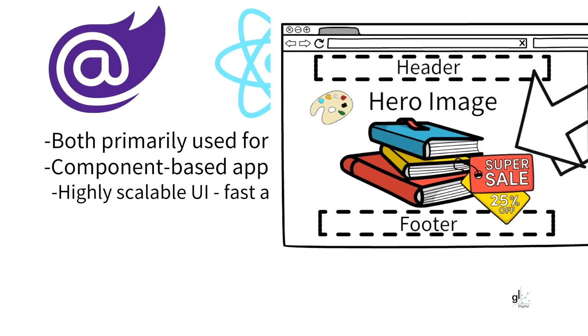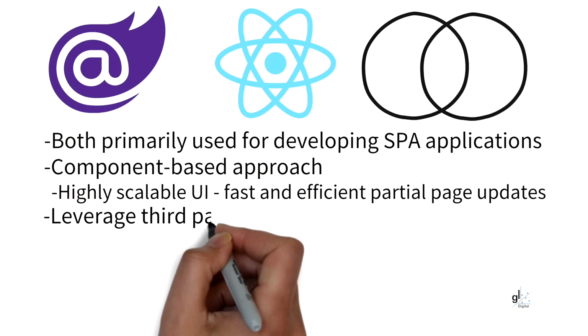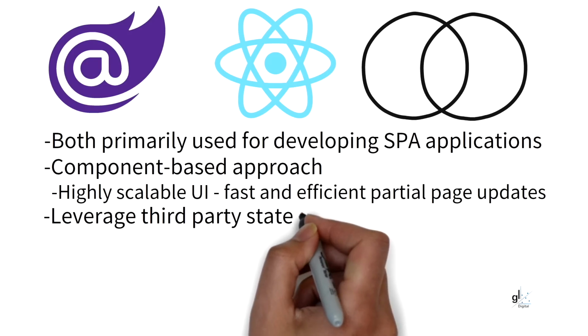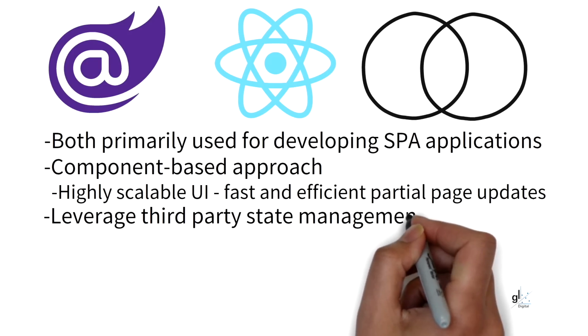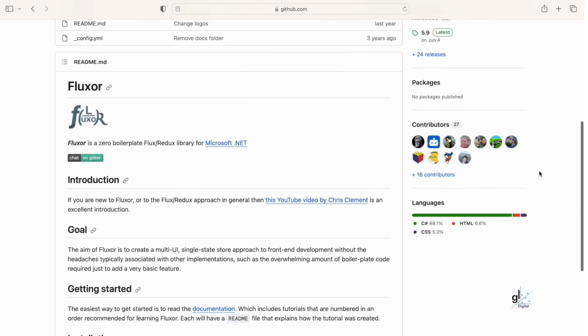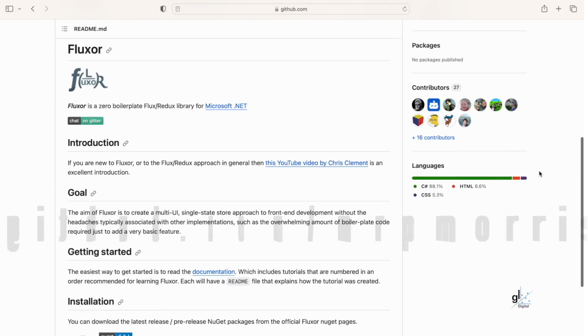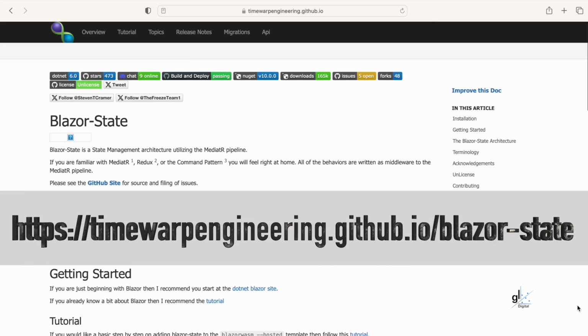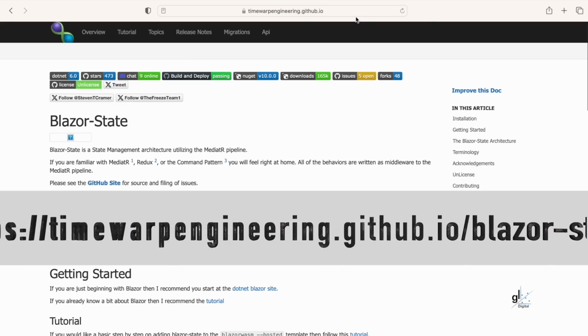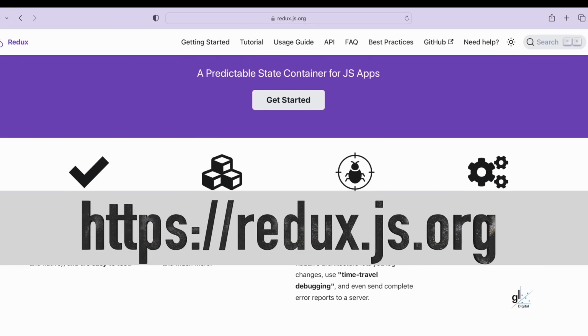Both technologies can leverage third-party state management libraries. With Blazor, you can leverage Fluxor or Blazor State for this purpose. To learn more about Fluxor, please navigate to this URL. To learn more about Blazor State, please navigate to this URL. With React, you can leverage Redux to handle state management from a single source. To learn more about Redux, please navigate to this URL.